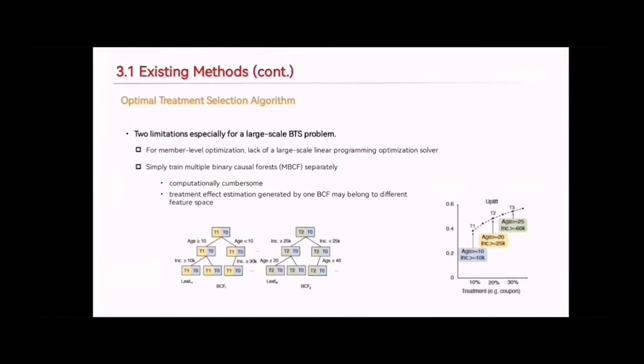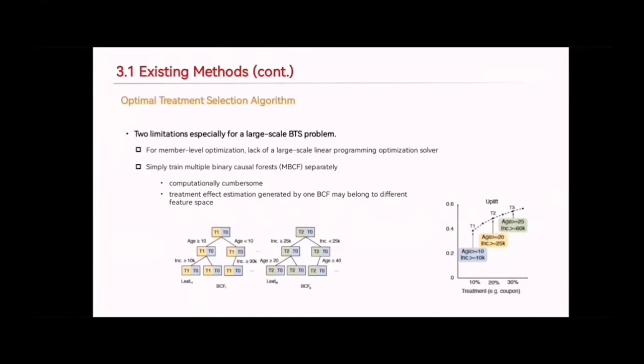Therefore, we wish to develop a parallel algorithm to solve the member-level optimization for BTS problem on a large-scale dataset. Secondly, in order to realize multi-treatment effect estimation, we could simply train multiple binary causal forests, MBCF, separately. That is, one causal forest generates the treatment effect estimation for one treatment group versus control group. However, there are two limitations of MBCF.